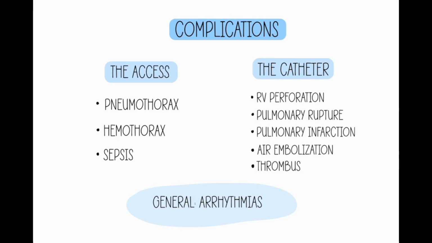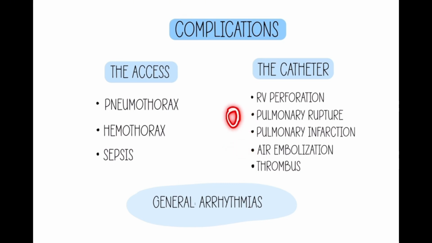Complications. Now, what can happen? Two different things going on. Number one, we have the access related issues, and then we have the catheter itself and things related to the catheter. So pneumothorax, hemothorax, those are mostly going to be from IJ access, which is why we use ultrasound and micropuncture for that. You also have the carotid right there. That's something to consider. Sepsis, that's any type of invasive procedure, you have a risk of that. And then the catheter. RV perforation. The RV is actually the easiest chamber in the heart to perforate because it's relatively thin. Pulmonary rupture, that is from overwedging, which we'll talk about. Same with pulmonary infarction.